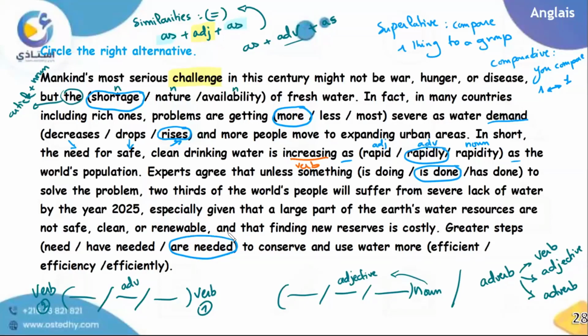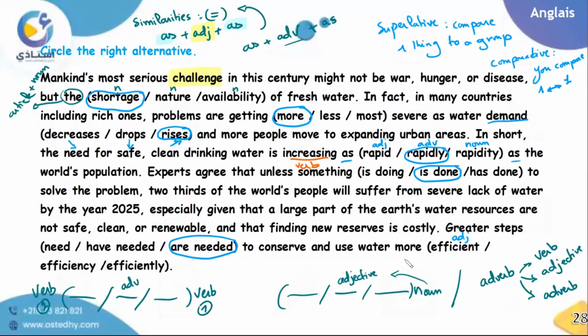So if you say more efficient, we need a noun. Do we have a noun after it? No, we don't have a noun. We would have said more efficient technique. That would be correct because we have an adjective here, and an adjective has to modify a noun. It's not the water that is efficient, of course. We need more efficient techniques, okay?